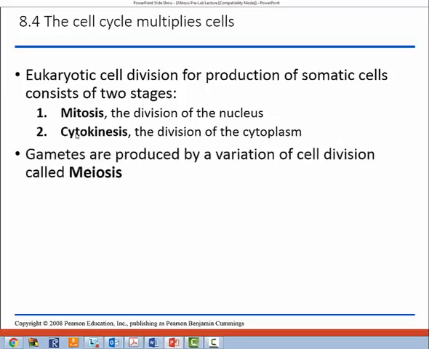Gametes, as we'll learn, are produced by a variation of cell division called meiosis. I say meiosis, you can say meiosis. I don't really care. We'll get there.